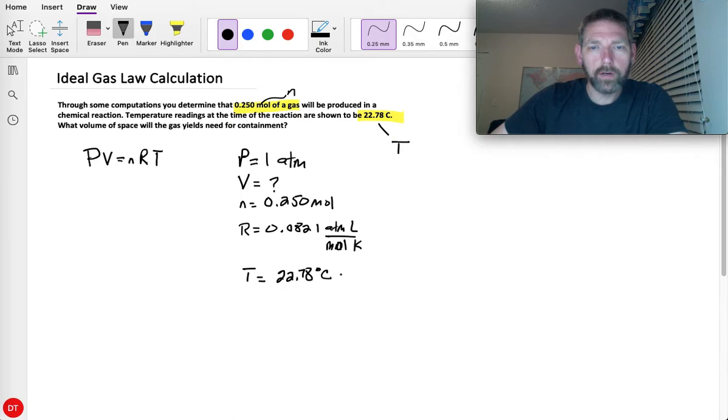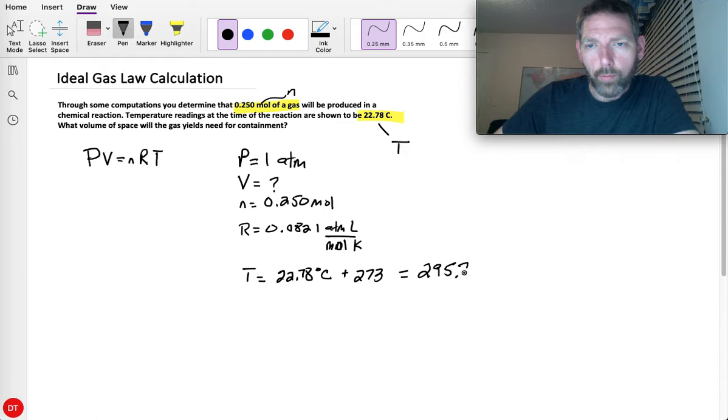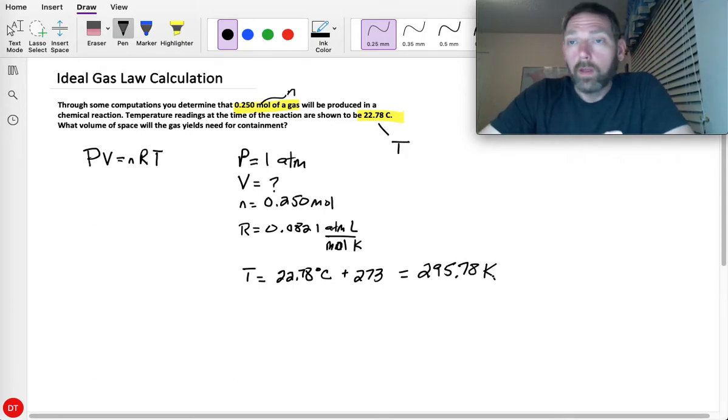22.78 degrees Celsius, but we have to add 273 to that to turn this into Kelvin. So we've got 22.78 plus 273. That gives us 295.78 kelvins. We now have everything we need. Just simple plug and chug, right?